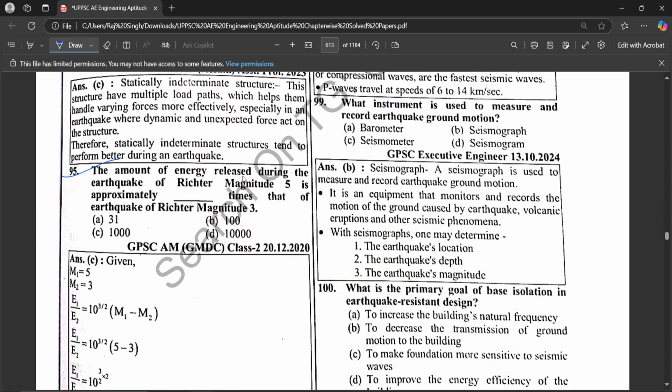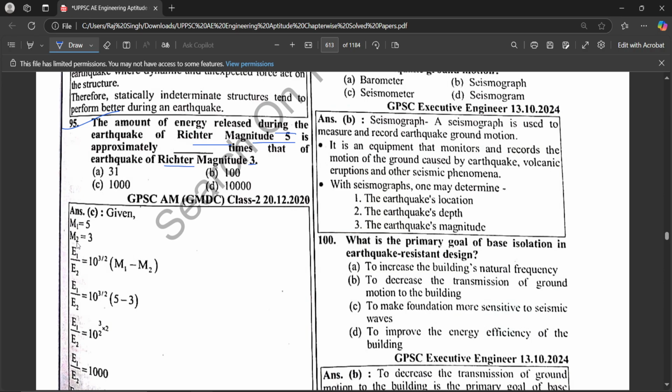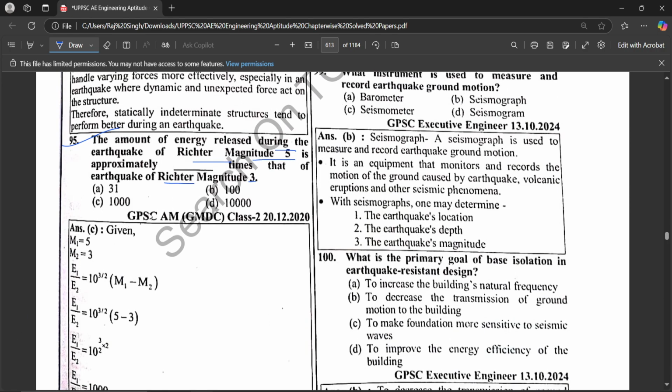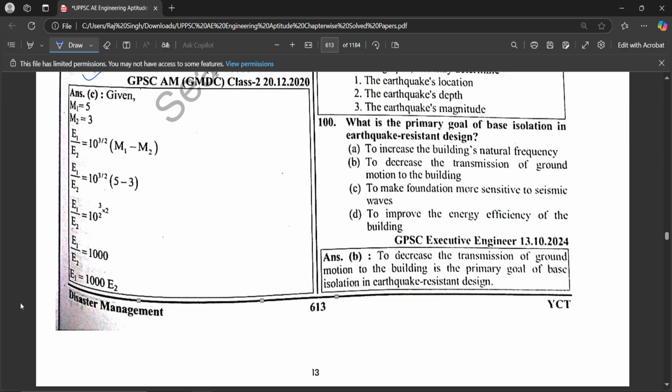The amount of energy released during the earthquake of Richter magnitude 5 is approximately dash times that of earthquake of Richter magnitude 3. So M1 is 5, M2 is 3. E1 upon E2 equals 10 to the power 3 by 2 times M1 minus M2. In this way E1 equals 1000 times E2, option C. Next question, let's see.